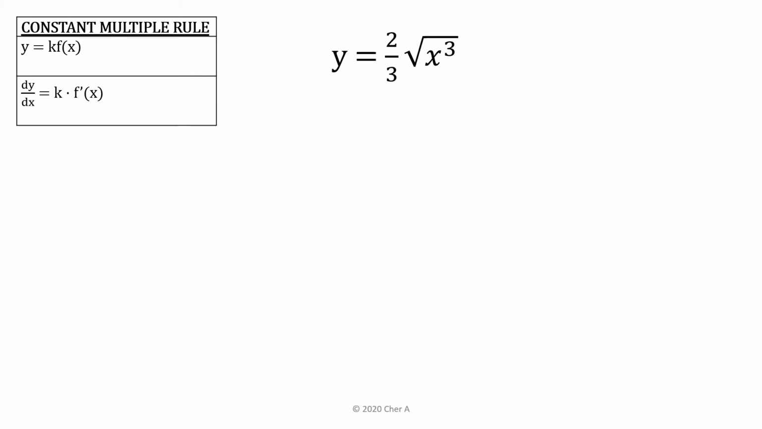Alright, let's look at another question. y equals 2 over 3 square root x to the power of 3. It might look like there are many things going on here, but we can make this simpler. So let's look for our k and let's look for our function of x. 2 over 3 is the constant and the function of x will be square root x to the power of 3. Let's differentiate this. Our constant will remain multiplied by the differentiated f(x).